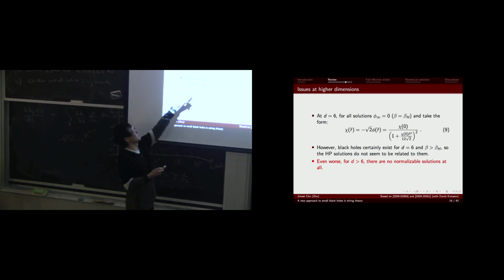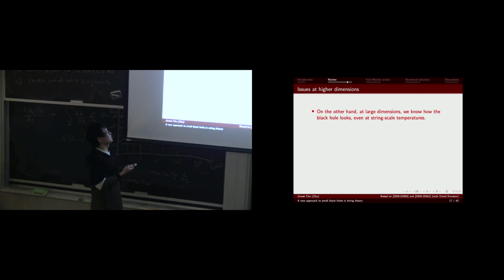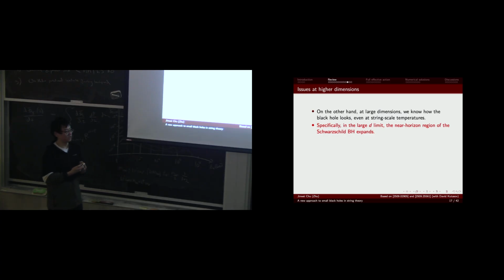So this solution at d equal to 6 at least is normalizable, but for d larger than 6, there are not even normalizable solutions. On the other hand, we actually know how the black holes look at large dimension, even at string scale temperatures. To see that, we can take the Schwarzschild metric and also take the large d limit. And in this limit, we can find that there's a near horizon region whose volume is basically given by d. So if d is infinite, there's a large near horizon region.